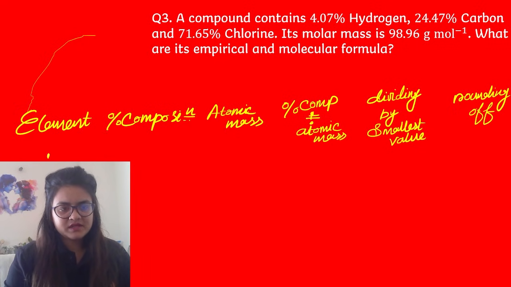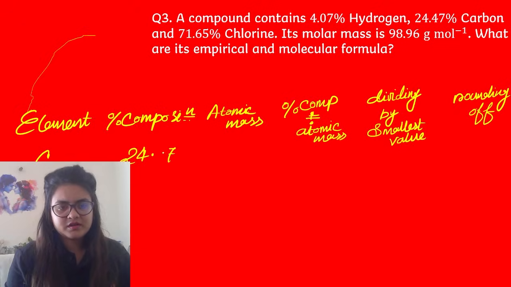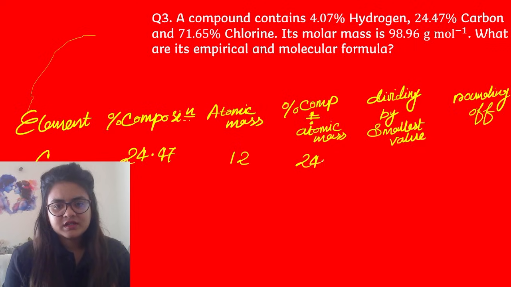First we will proceed with carbon. For carbon, the percentage amount given is 24.47%, right? The atomic mass of carbon we know. What I have to do here is percentage composition divided by atomic mass. So 24.47 divided by 12 you have to do. Okay, so it will come to almost 2.02, right? We will proceed with this later.